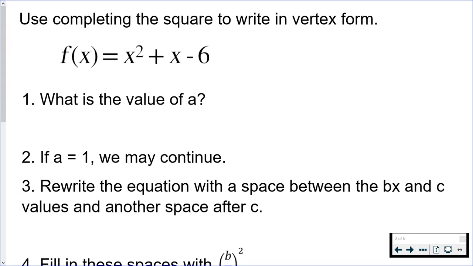Remember, when you solve by completing the square, you can't have an a value other than 1. You should also be checking that here. In this case, a is 1. Since a is 1, we don't have as much work to do. I can skip to the next step.